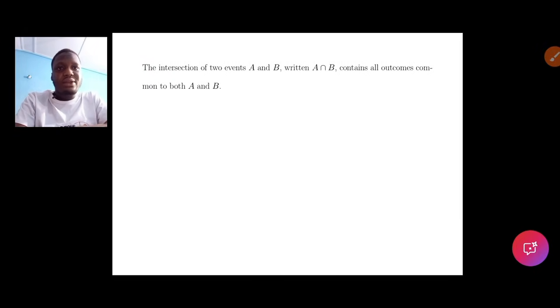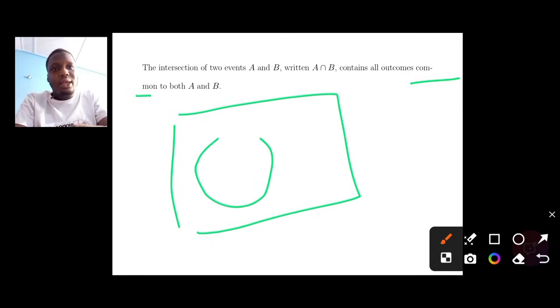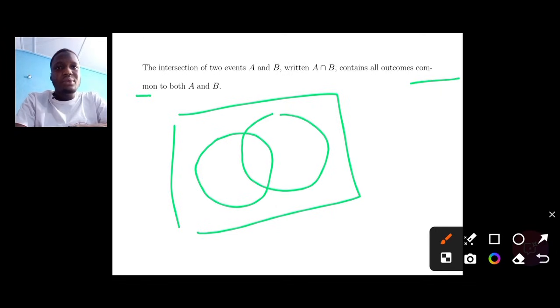Now we move on to the intersection of two events. So the intersection of two events A and B, written as A ∩ B, so A intersection B, contains all outcomes common to both A and B. Common to both A and B. Okay, common to both A and B. So that is what we mean by the intersection of two events.